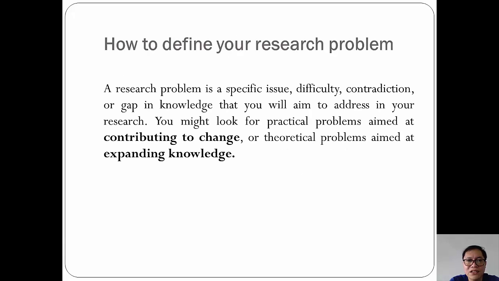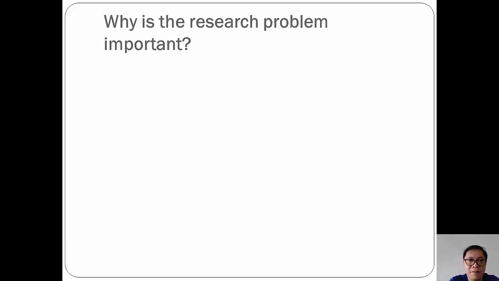How to define your research problem? A research problem is a specific issue, difficulty, contradiction of, or gap in the knowledge that you will aim to address in your research. You might look for practical problems aimed at contributing to change or theoretical problems aimed at expanding your knowledge, contributing to change or expanding that particular research.